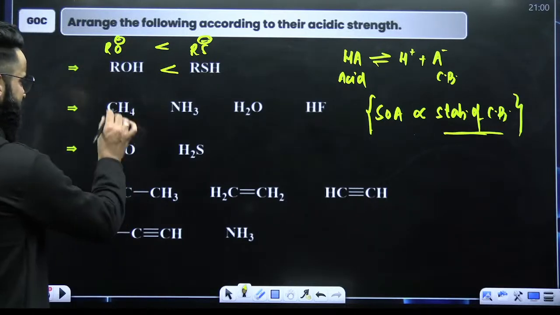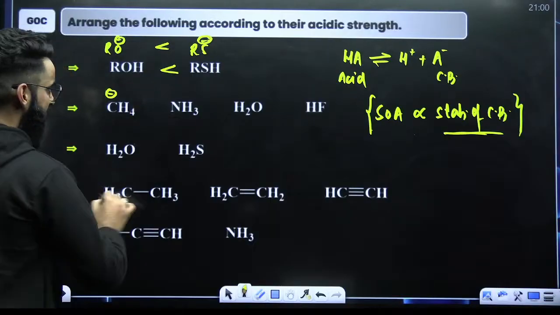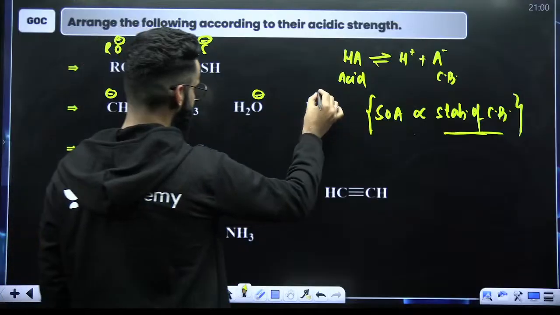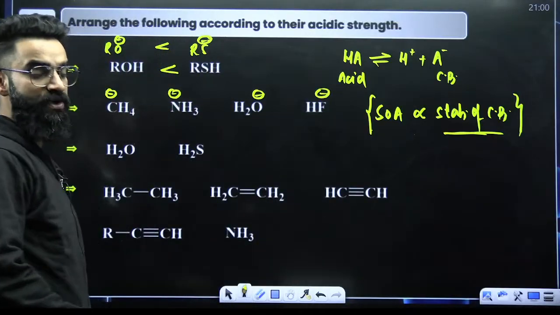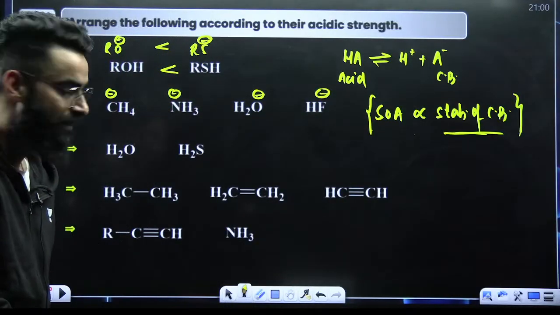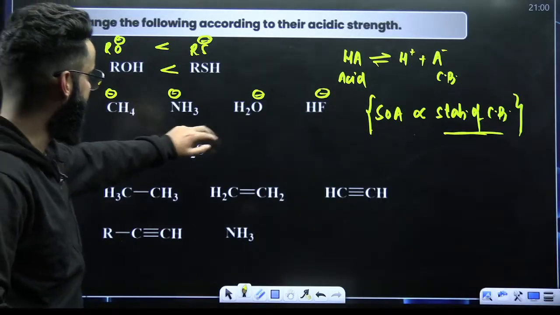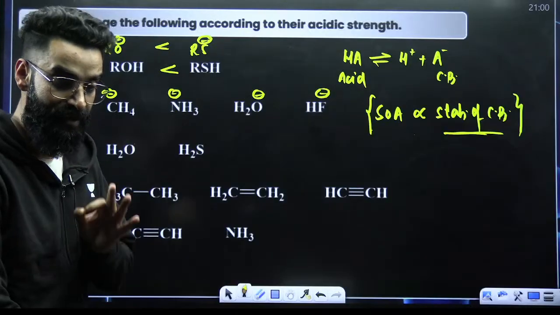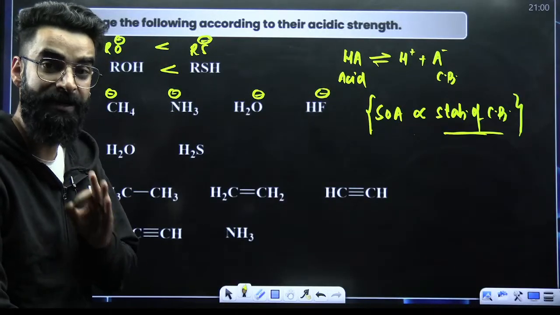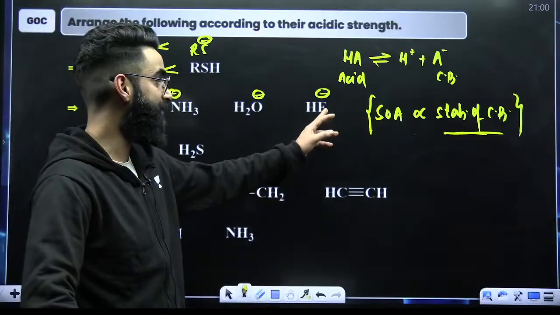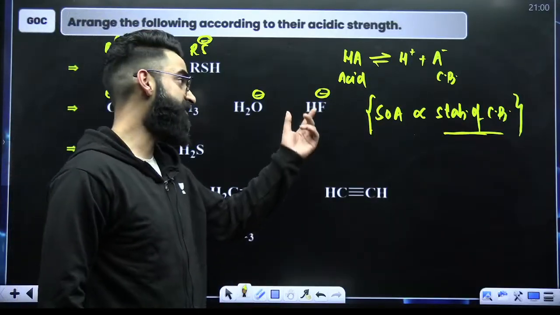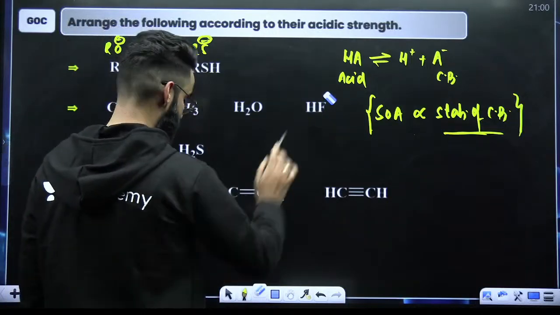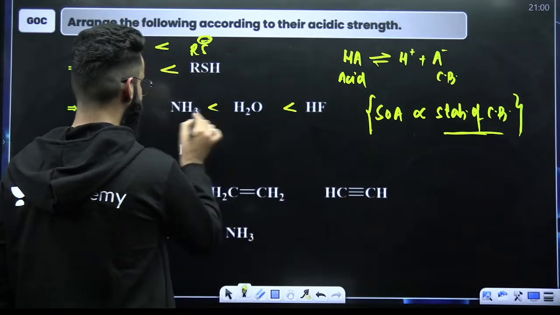Simple. Take H positive out, there will be negative charge on carbon. Take H positive out, negative charge on nitrogen. H positive out, negative charge on oxygen. H positive out, negative charge on fluorine, right? Now, which conjugate base will be more stable? Carbon carrying negative, nitrogen carrying negative, oxygen carrying negative, fluorine carrying negative. Negative charge is more stable on more electronegative. So I would say negative charge will be stable on fluorine. So the conjugate base which we get from HF is more stable. So what is going to be the acidic strength order here? This is going to be the acidic strength order.